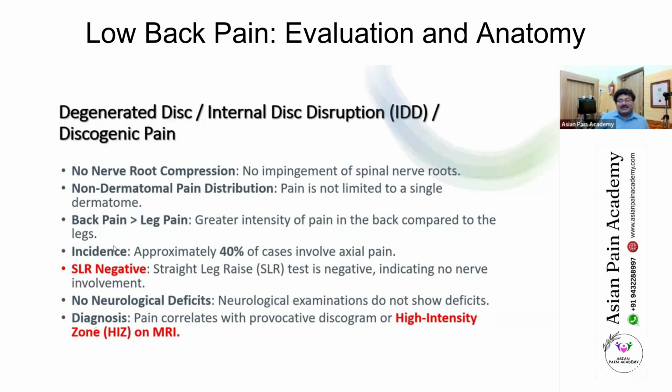And the straight leg raising test is a very common test done for finding whether there is radiculopathy or not. This SLR test will be negative. I will come to the SLR test, don't worry. And there will be no neurological deficits. No compression over the nerves, no neurological deficit. In diagnosis, sometimes the pain correlates with a diagnostic procedure known as the provocative discogram, or there could be a high intensity zone on MRI. Two terms I have told: one is the SLR and the other is the high intensity zone.